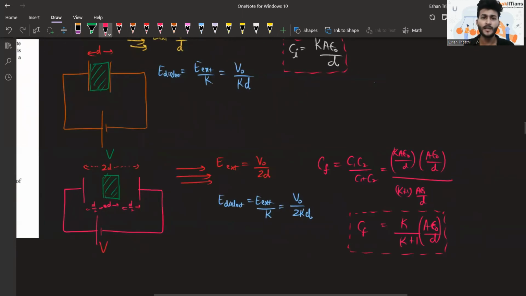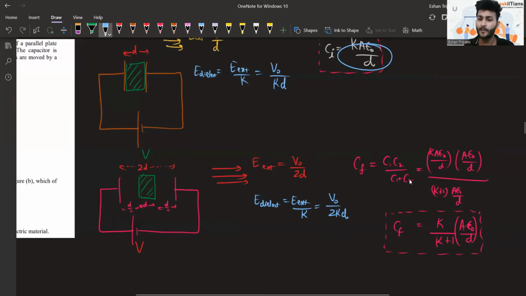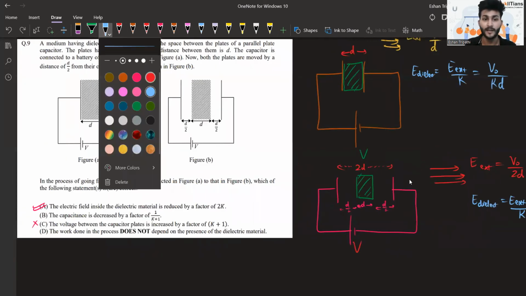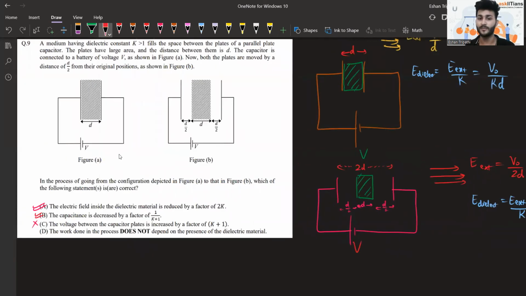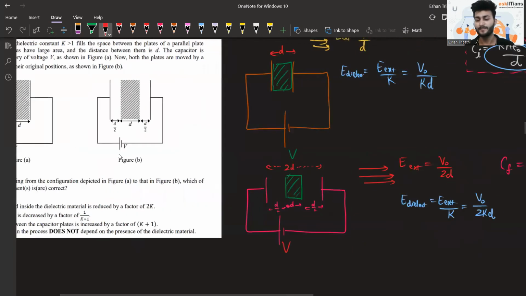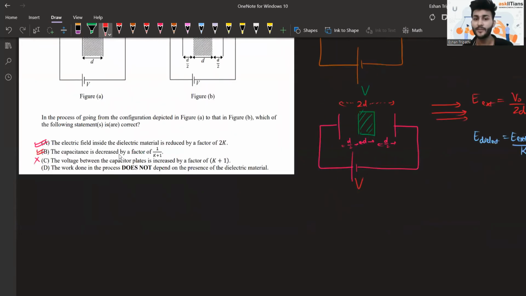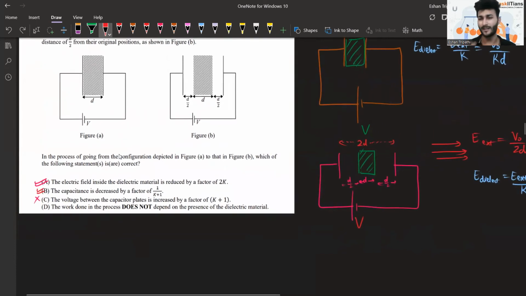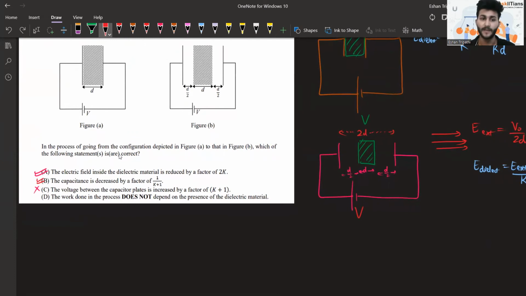See, earlier it was K A epsilon naught by d. Now it is K upon K plus 1 epsilon naught A by d. So that means it actually is correct. The second part is right. It has decreased by a factor of 1 by K plus 1. There can be a little confusion about it. Some people might say it has decreased by a factor of 1 upon K, or increased by a factor of 1 upon K, or decreased by a factor of K plus 1, or decreased by a factor of 1 upon K plus 1. So that can be a point of confusion. But according to what this question is trying to frame, in my opinion, it must be the correct answer, B.